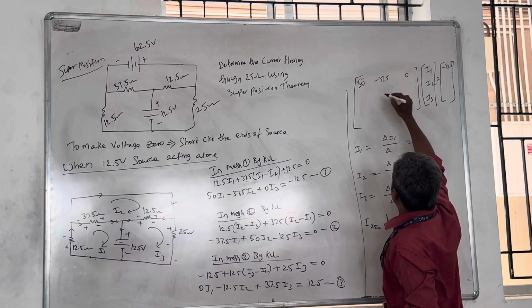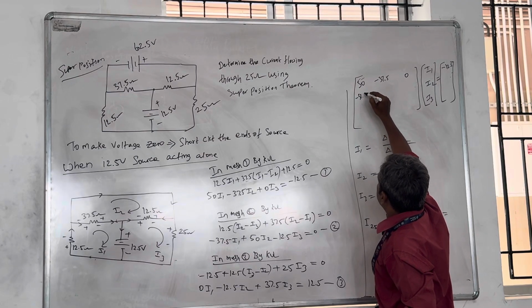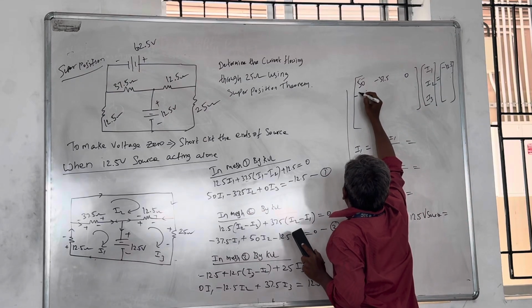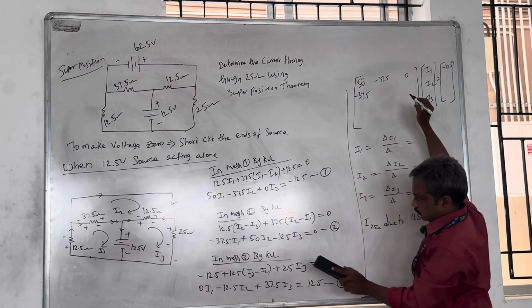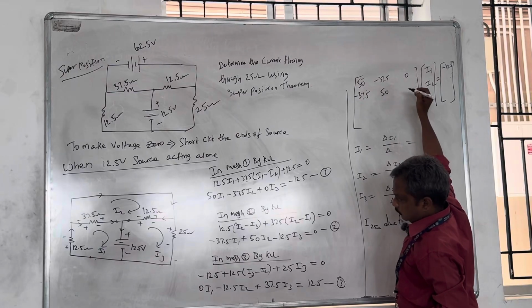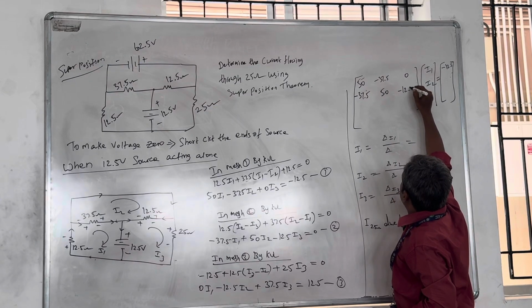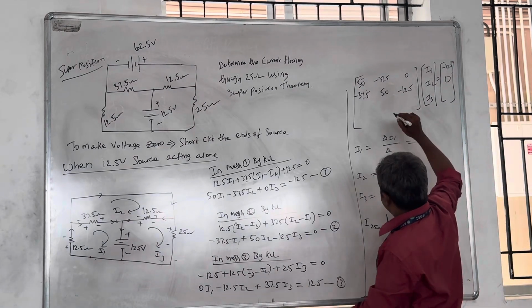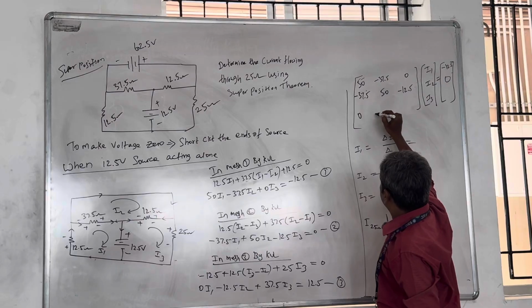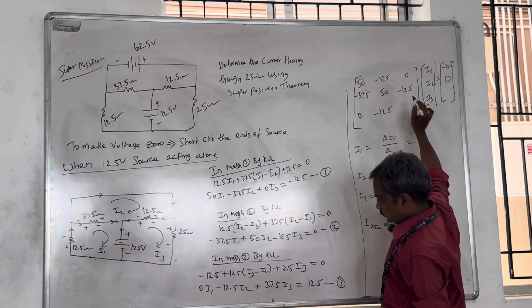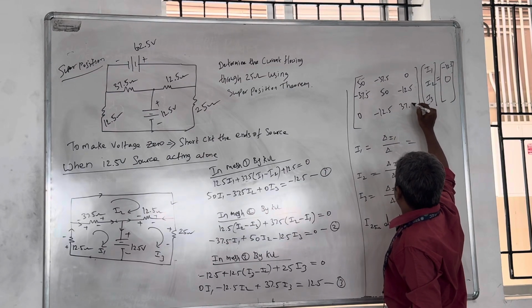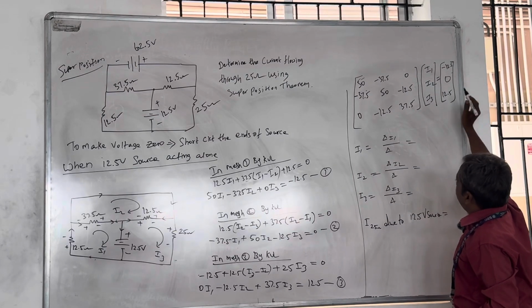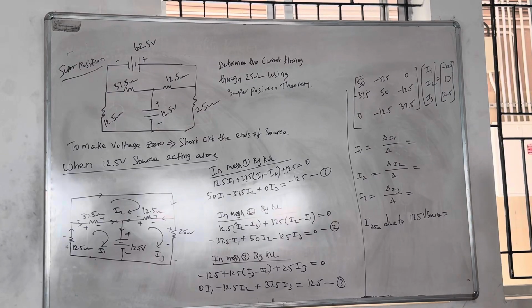Mesh equation 2: minus 37.5, 50, minus 12.5, equal to 0. Mesh equation 3: 0, minus 12.5, 37.5, 12.5. So, you calculate I1, I2 and I3.